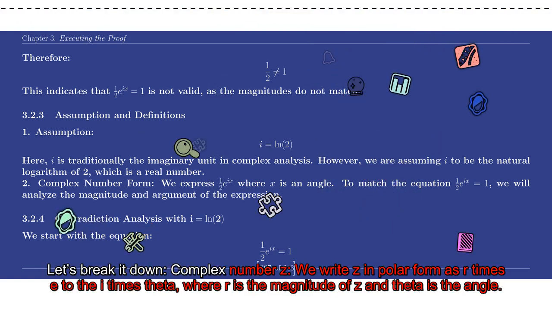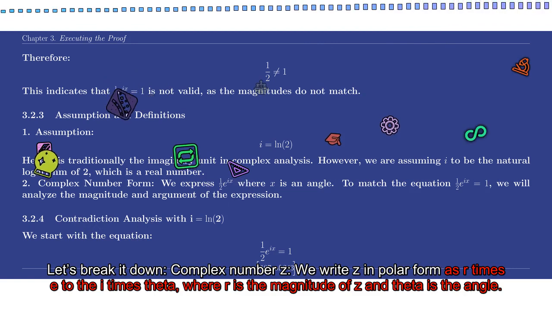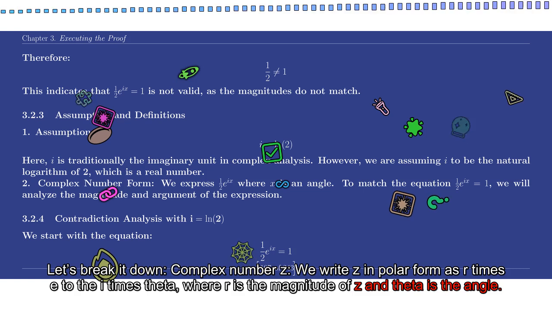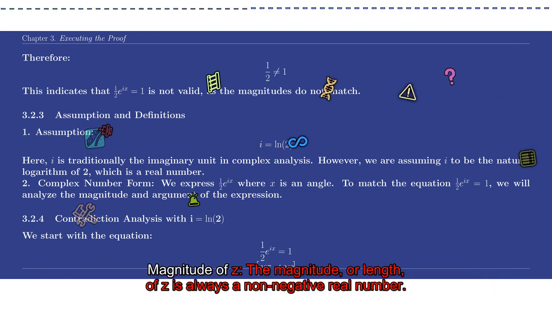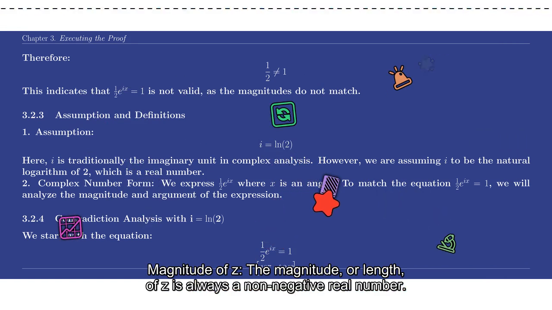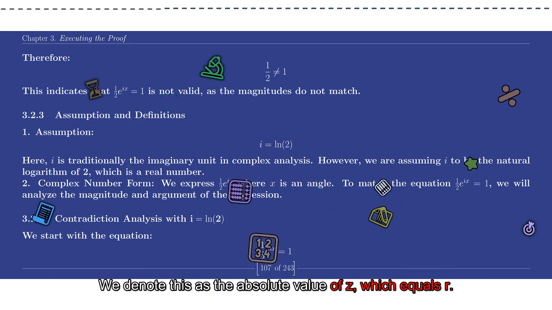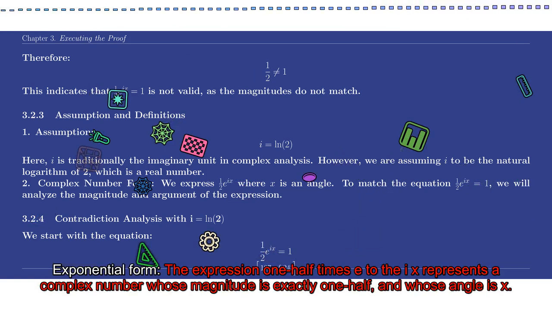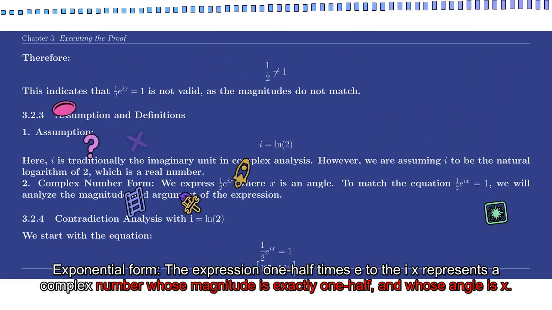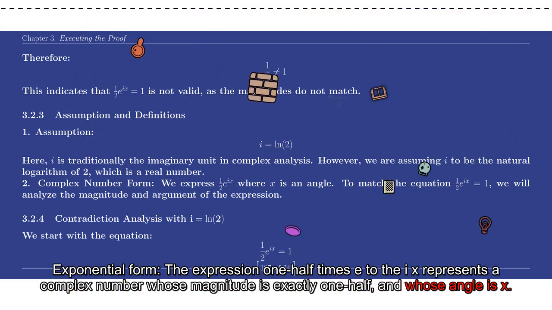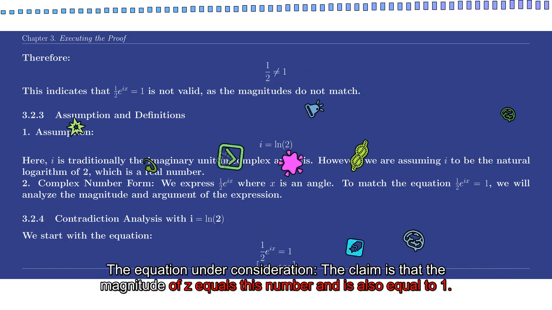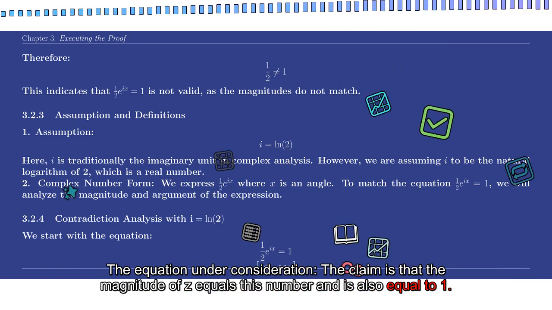Let's break it down. Complex number z, when we write z in polar form as r times e to the I times theta, where r is the magnitude of z and theta is the angle. The magnitude or length of z is always a non-negative real number. We denote this as the absolute value of z, which equals r. Exponential form: the expression 1/2 times e to the ix represents a complex number whose magnitude is exactly 1/2 and whose angle is x. The equation under consideration from the claim is that the magnitude of z equals this number and is also equal to 1.